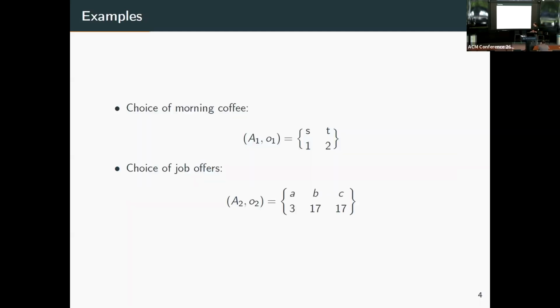So you can think of a menu representing the choice of morning coffee. Say you have two options, two actions S and T with outcomes 1 and 2, or maybe there is a menu representing a choice between job offers A, B, and C with outcomes 3, 17, and 17. So the idea is that we can model lots of things within menus.